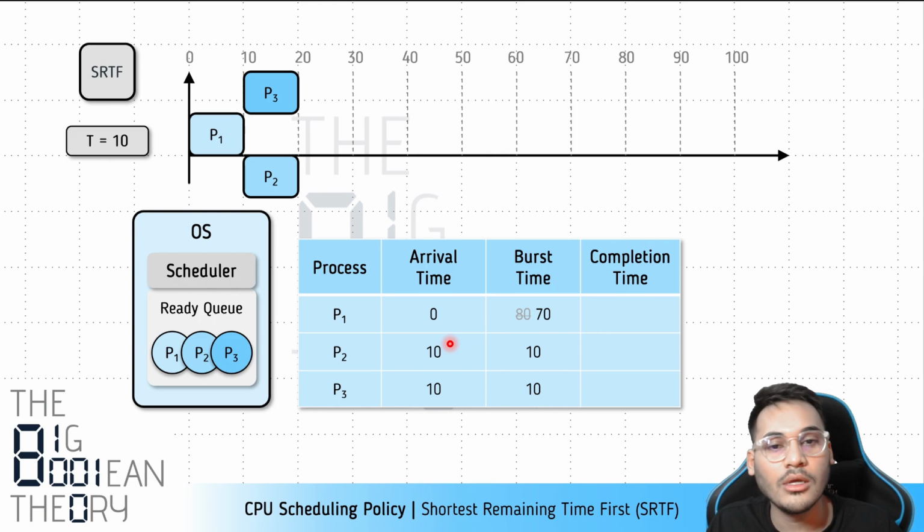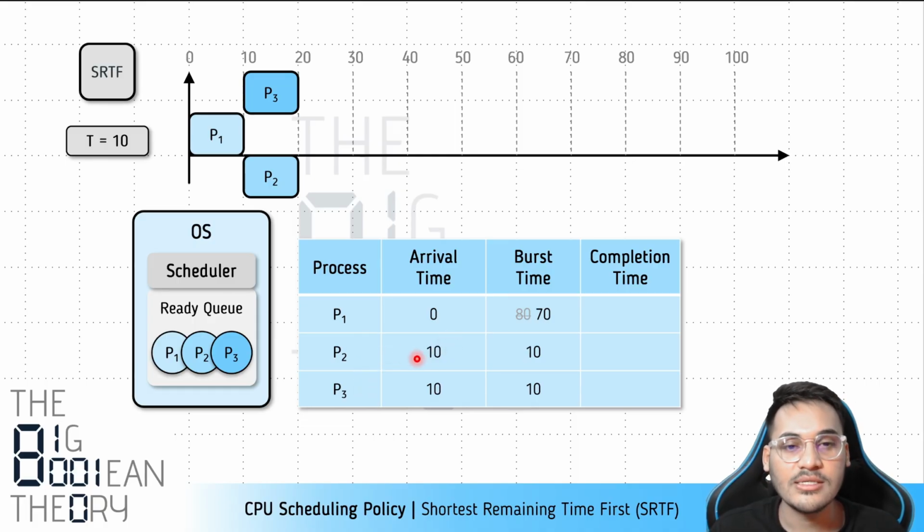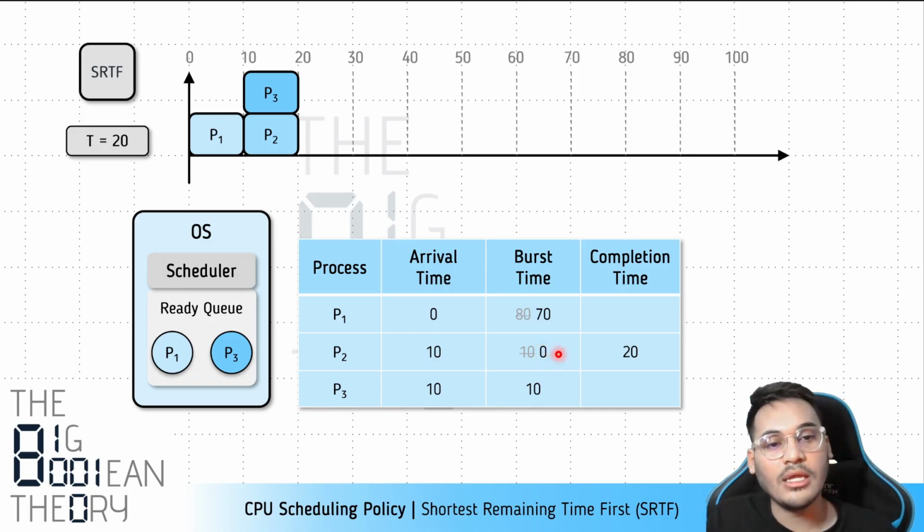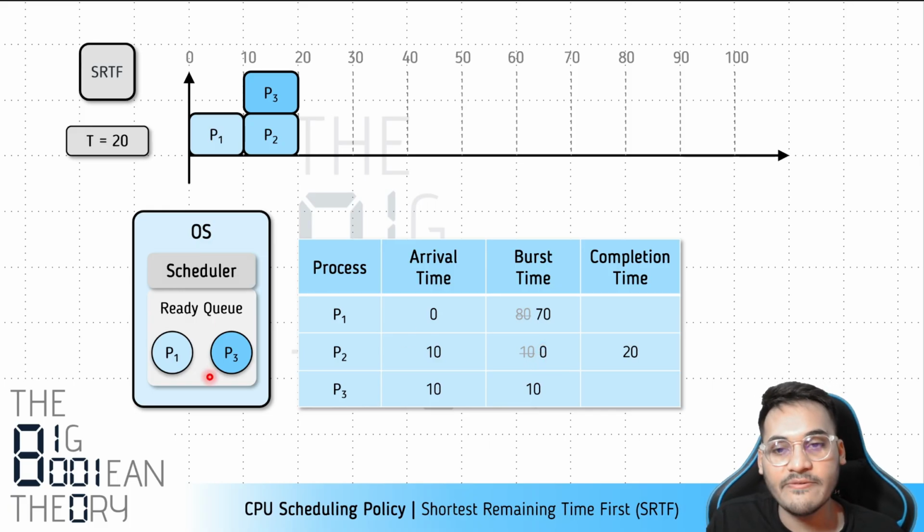Now out of P2 and P3, both are equally likely candidates to get executed, since they have the same arrival time and the same remaining time. We'll just allow P2 to execute since it has a lower process ID. So P2 executes, and you can see after another 10 milliseconds, that is at t equals 20, P2 is done. Its remaining time is now 0. It does not require any further CPU time. P2 has left the system at t equals 20.